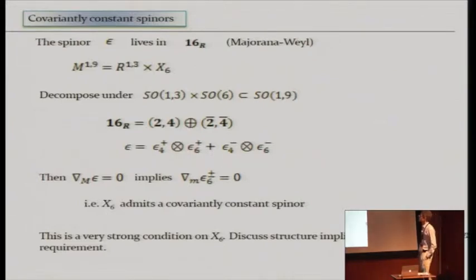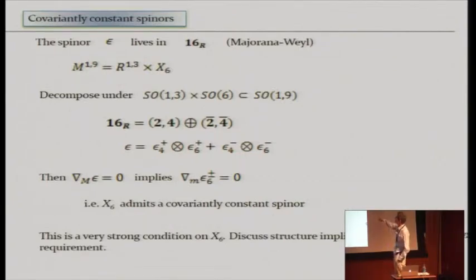So as I said before, the spinor epsilon lives in a 10-dimensional Majorana-Weyl representation, which is 16-dimensional and has a real structure. Our Kaluza-Klein ansatz is of this form: the 10-dimensional space is Minkowski space times an internal space X6. Now we want to decompose the spinors to be compatible with this structure. In other words, we want to decompose spinors under the SO(1,3) times SO(6) subgroup of SO(1,9).